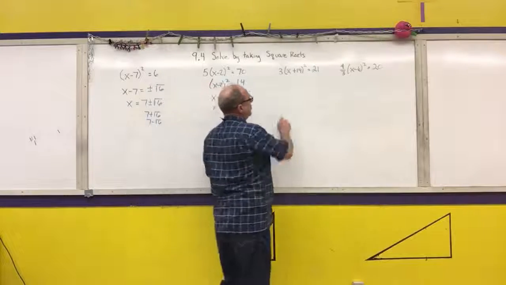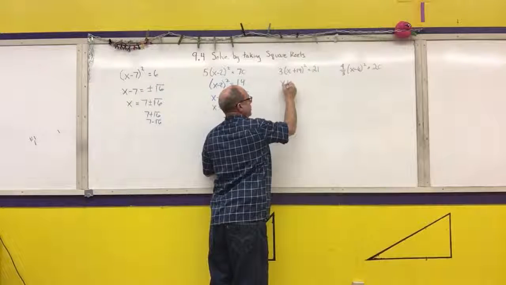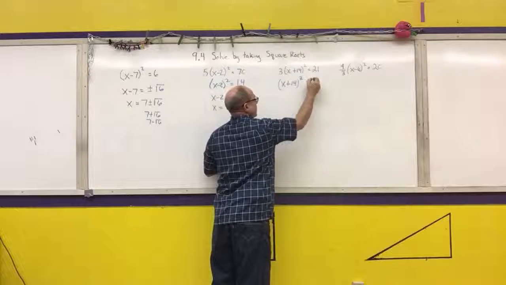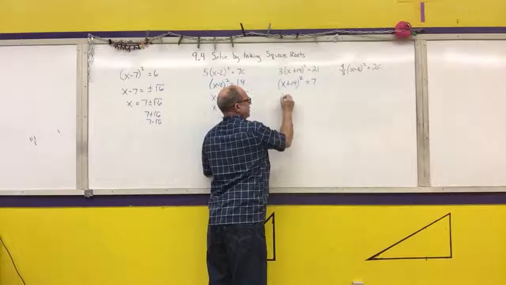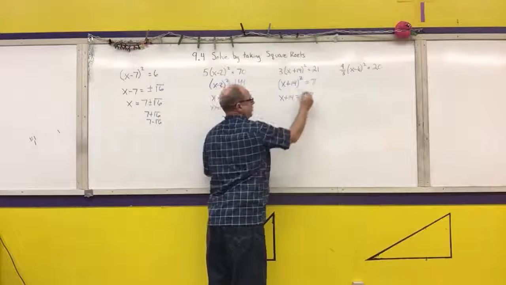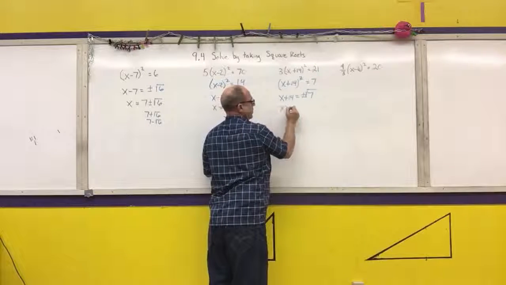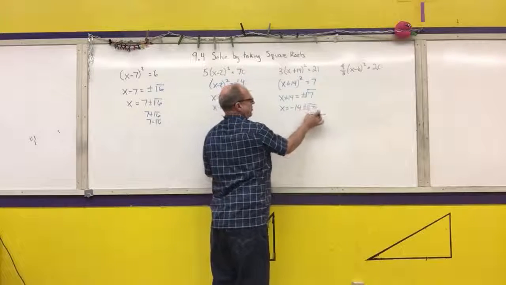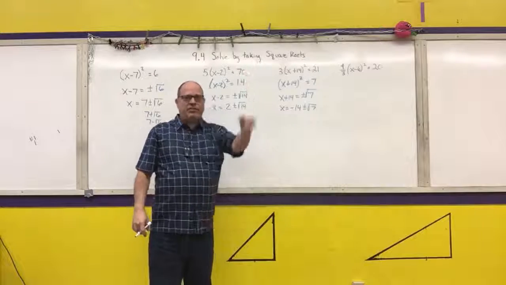Next example, I need to undo multiplying by 3. So that leaves me with x plus 14 squared is 7. Take the square roots of both sides. X plus 14 equals plus or minus the square root of 7. Then subtract 14. And that leaves me with negative 14 plus or minus the square root of 7. Again, negative 14 would be the line of symmetry for my graph.